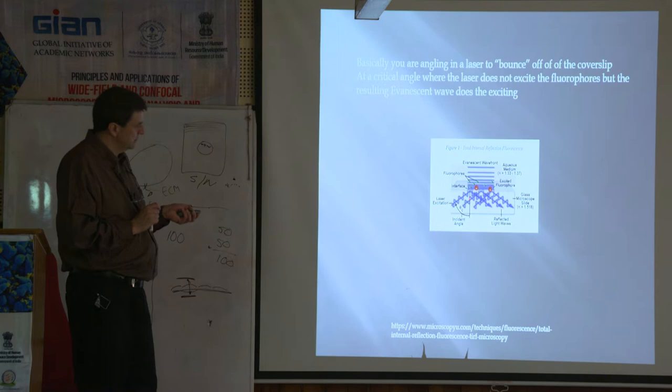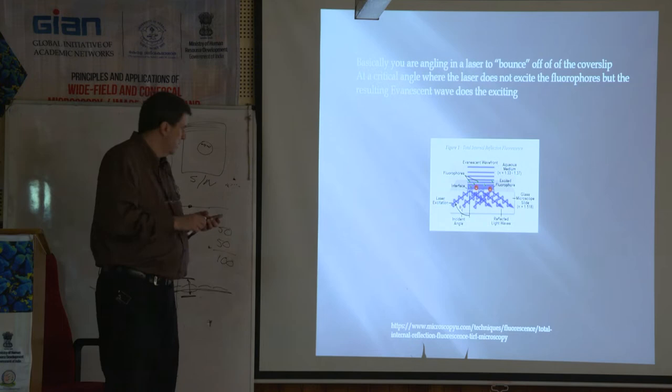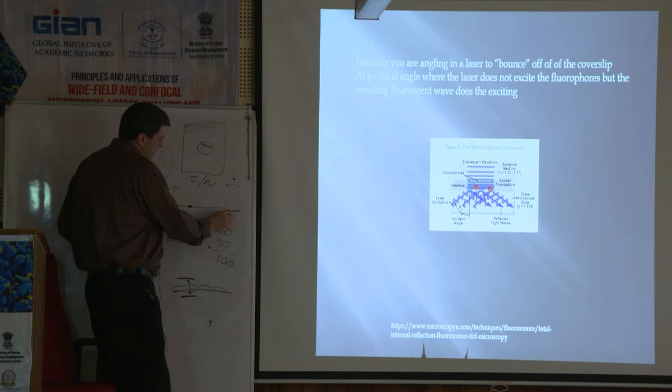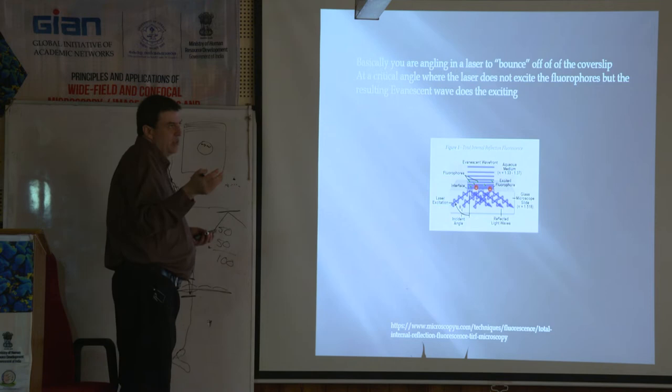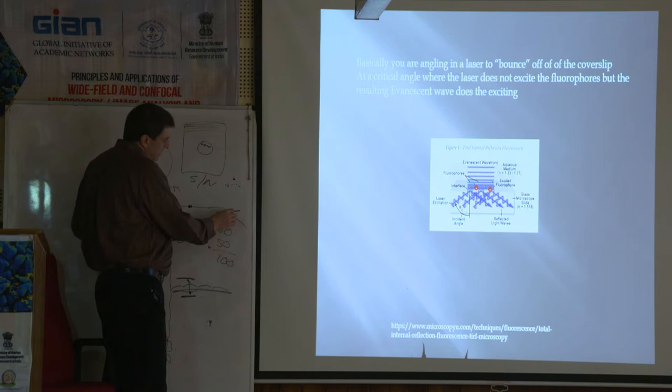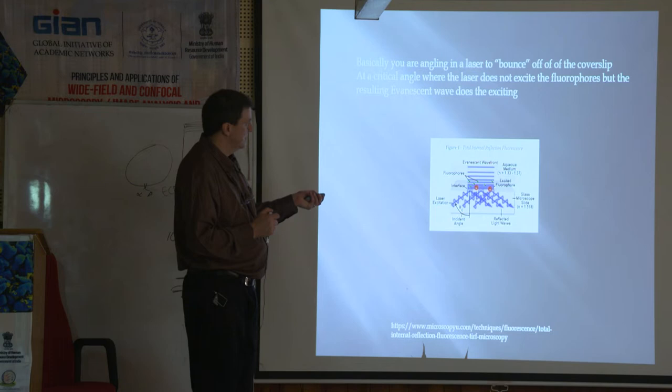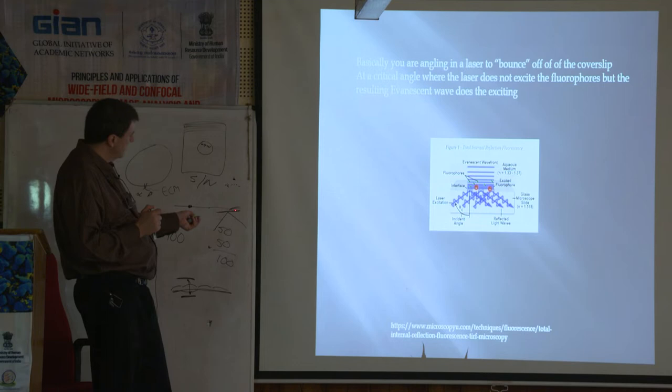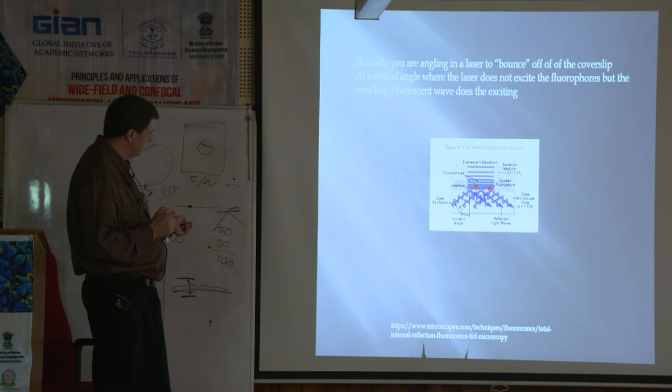the cover slip. Here's your cover slip. The laser comes in and it bounces. You have to set up the angle just right. There's a knob, at least on the old one I used to sell, and you'd get this angle just right. What it actually does is produce a wave from the laser hitting here. So it's not the laser actually exciting it, but a wave called an evanescent wave. This evanescent wave goes up and excites the fluorescent molecules you've labeled your integrin or focal adhesion kinase with. So you don't have the laser hitting it; you have this little wave hitting it.